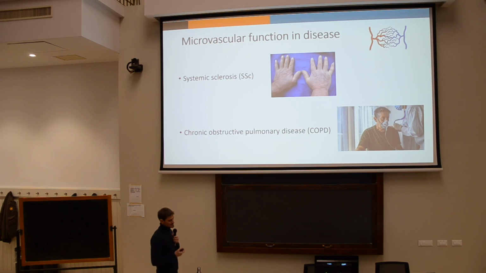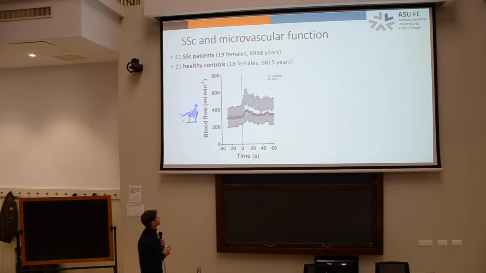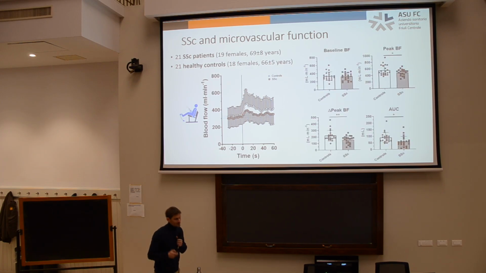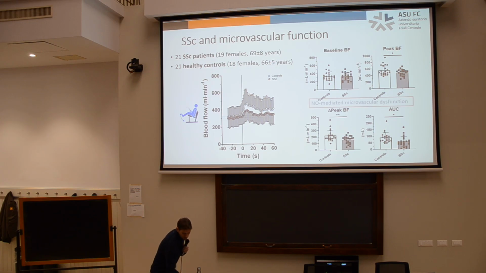Whereas COPD is a progressive lung disease, which is now recognized to be characterized also by vascular dysfunction. So as regards the first study, we enrolled 21 scleroderma patients and 21 healthy controls. As you can see, the PLM elicited a hyperemic response in both groups. However, a significantly blunted response was observed in the group of patients compared to the controls, confirming the role of nitric oxide-mediated microvascular dysfunction in this population.